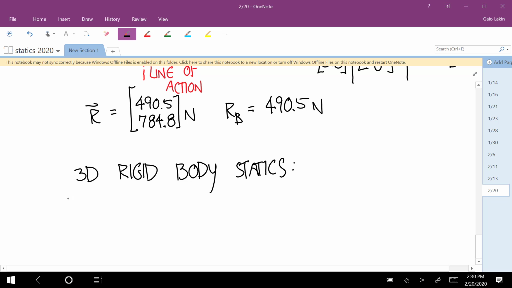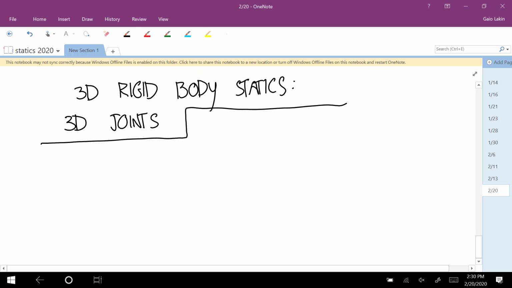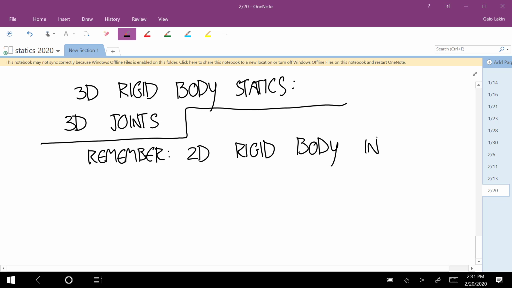And I have to start by talking about three-dimensional joints. All right, so remember when I started talking about two-dimensional joints, I said, so remember, a 2D rigid body in space has 3 degrees of freedom.